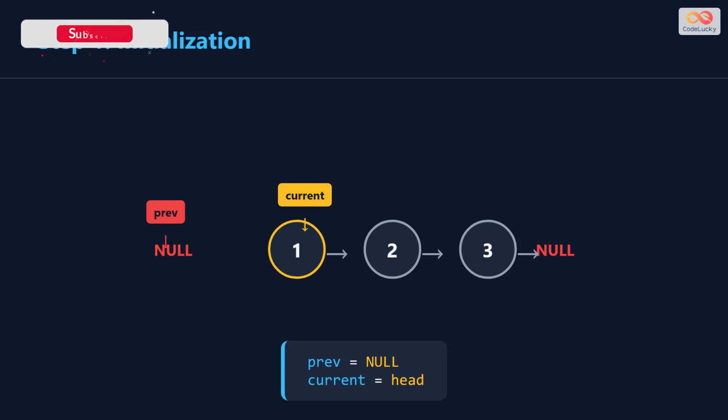Let's set up the board. We initialize previous to null because the first node will become the last node, pointing to nothing. We initialize current to the head of the list, which is our starting point.